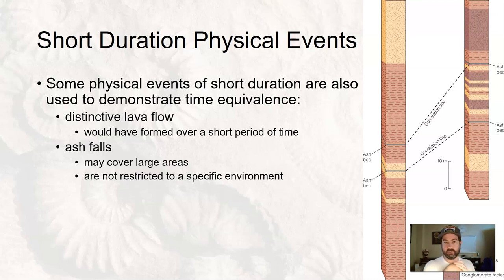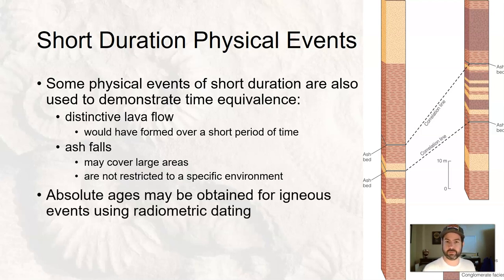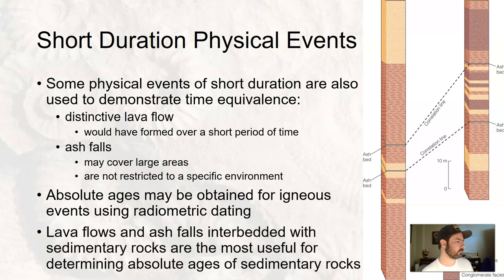If a large asteroid impact hits, a lot of material is blown up into the atmosphere and settles down. That's a short duration physical event as well. And remember, if we're talking about igneous rocks, what's great about them is that with lava flows or ash falls, absolute ages can be obtained using radiometric dating, right? Think back to our previous unit where I talked about that.